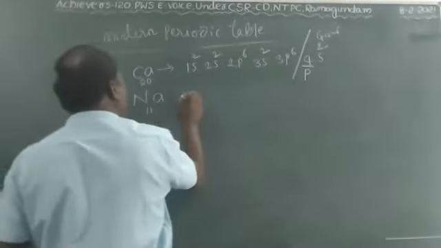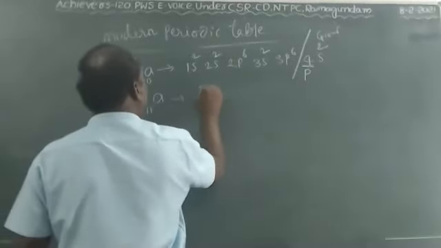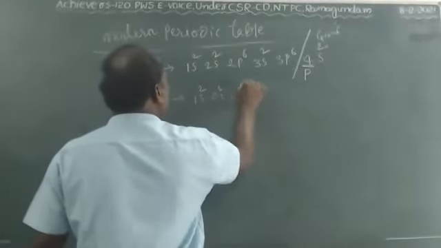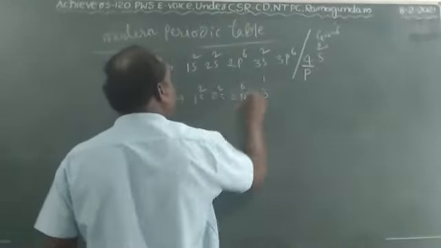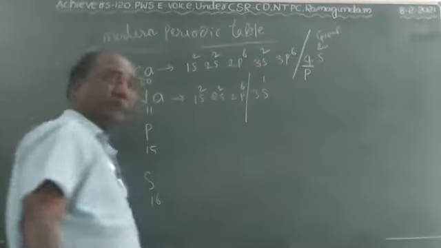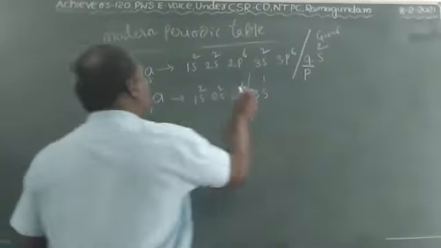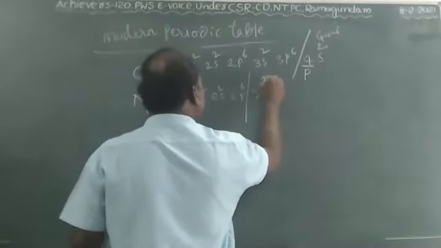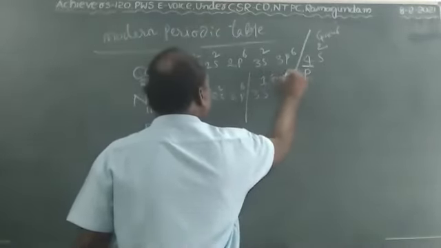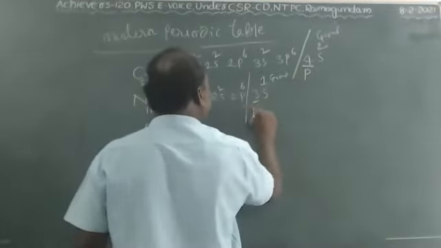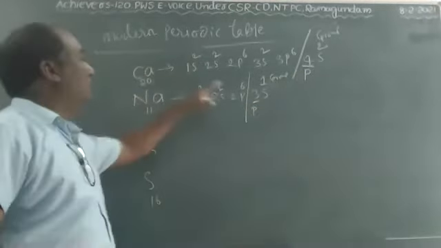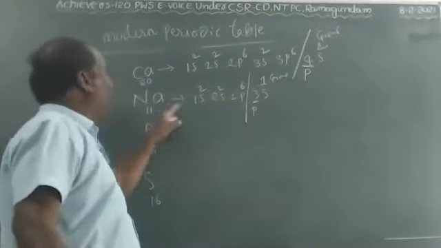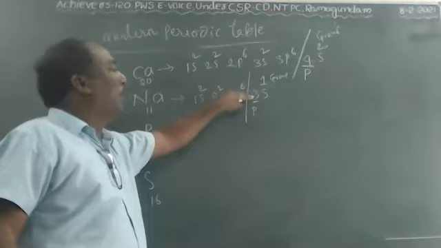And sodium the same way. 1s2, 2s2, 2p6, 3s1. Outermost is 3s1. Sodium belongs to the first group because only one electron is there. This one number is the group, and three is the period. Sodium belongs to the first group, and its period is the third period.